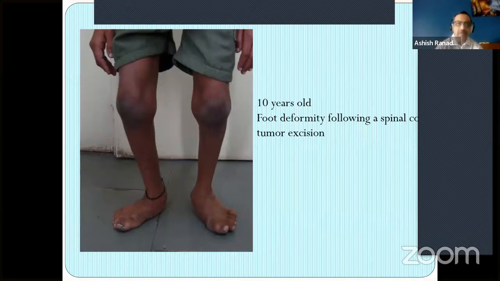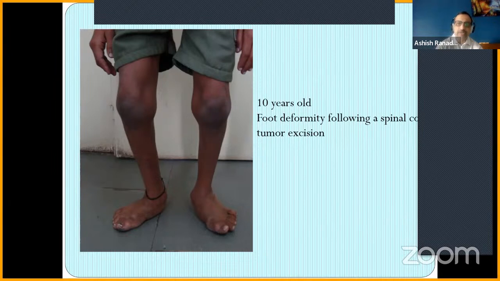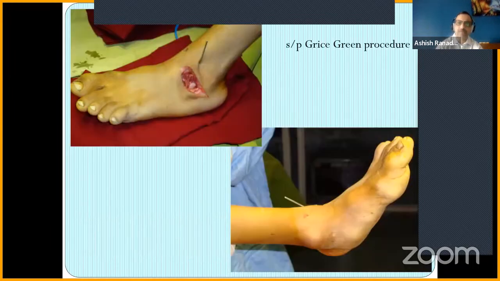Sometimes you may get this condition because of abnormal muscle imbalance. So this 10-year-old had a spinal cord tumor and was treated, and he developed these deformities because of muscle imbalance. So in this child, we corrected this with Grice-Green procedure and maintained the reduction.